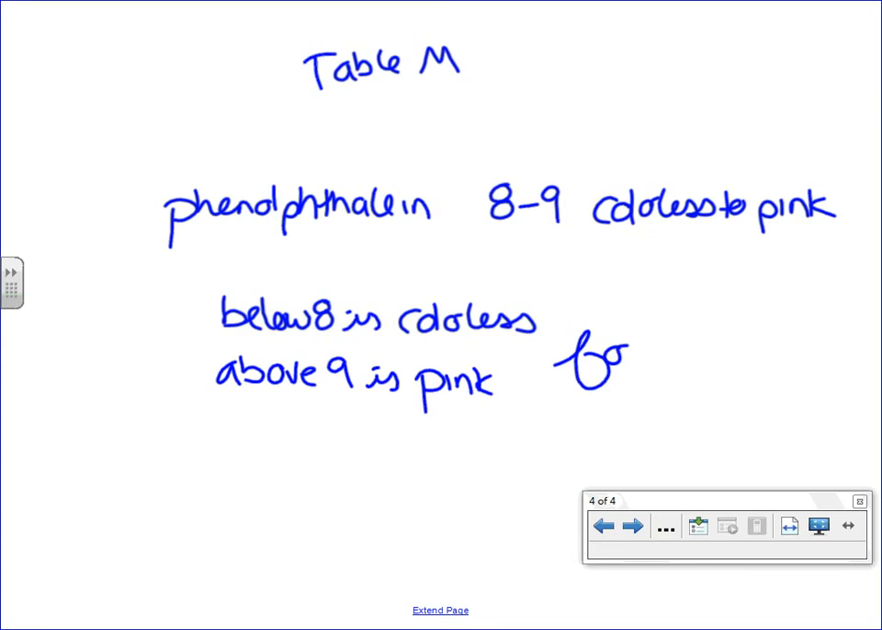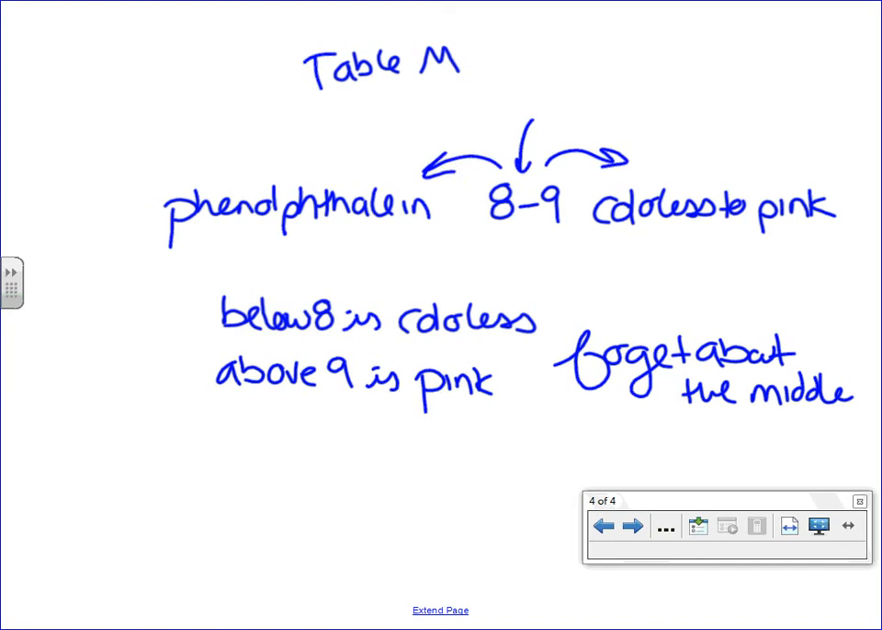Forget about the middle. You will not be asked about the middle of the range here. You're always going to be asked about the outsides. So it's colorless before 8, and it's pink above 9. So don't think things have to meet in the middle. We use this stuff in lab. Remember how it turned that faint pink? Remember how it was so hard to keep it around? It was so hard to pay attention. It's hard to tell there in the middle, so you're not going to be asked about it.